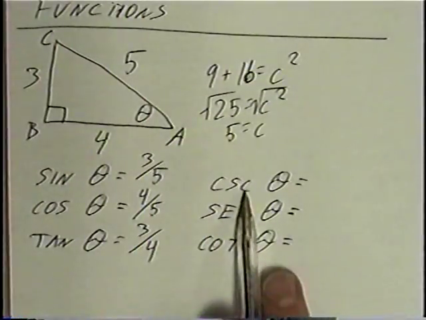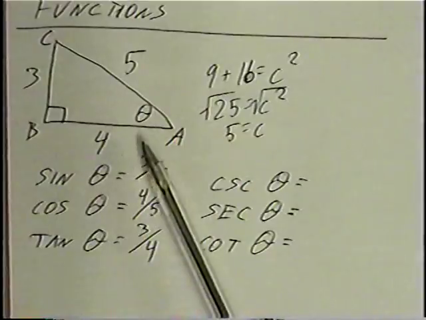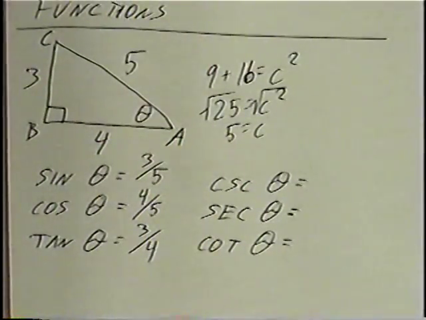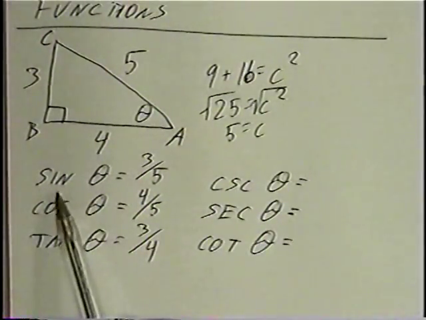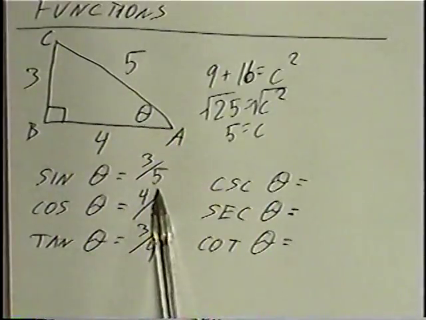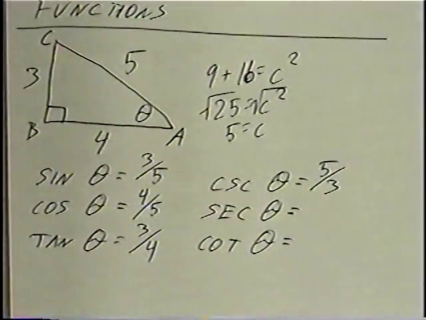For the other 3 trig functions, cosecant, secant, and cotangent, we could use the same right triangle, or we can also use the answers that we found for sine, cosine, and tangent. Cosecant, if you remember from previous sections, is the reciprocal, or 1 over sine of theta. If sine is 3/5, the reciprocal of 3/5 would be 5 over 3. So cosecant would be 5/3.